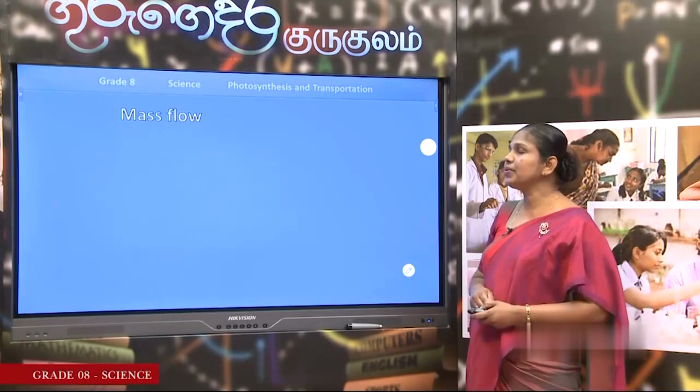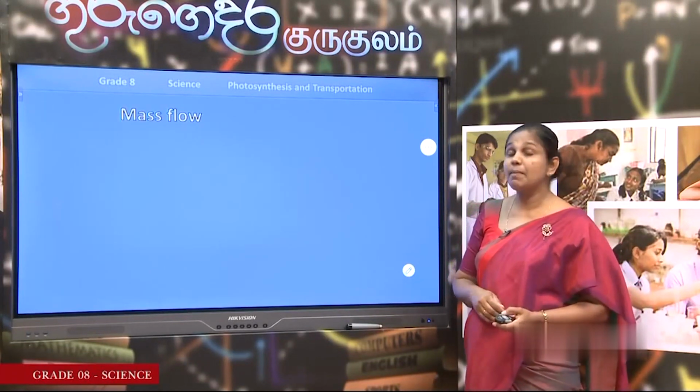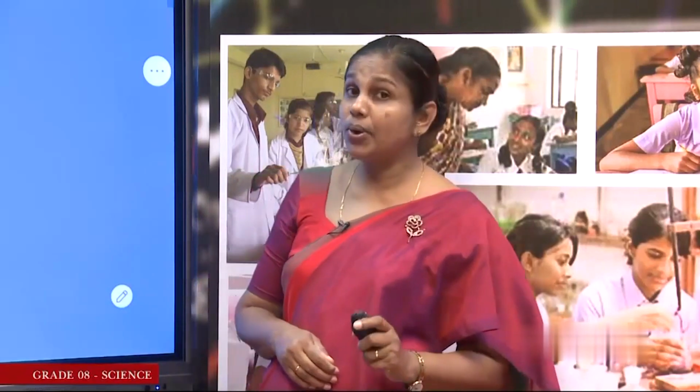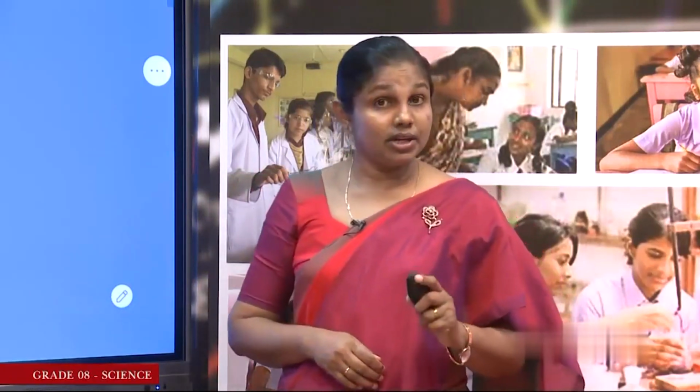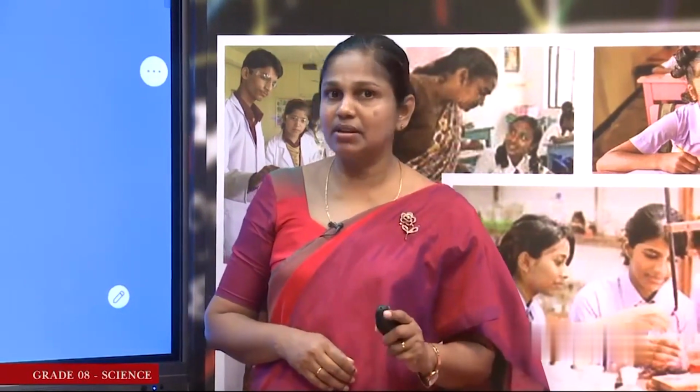Now we are moving to the next method of transportation, mass flow. Mass flow is this, children. Mass flow occurs due to a pressure gradient in a certain place.